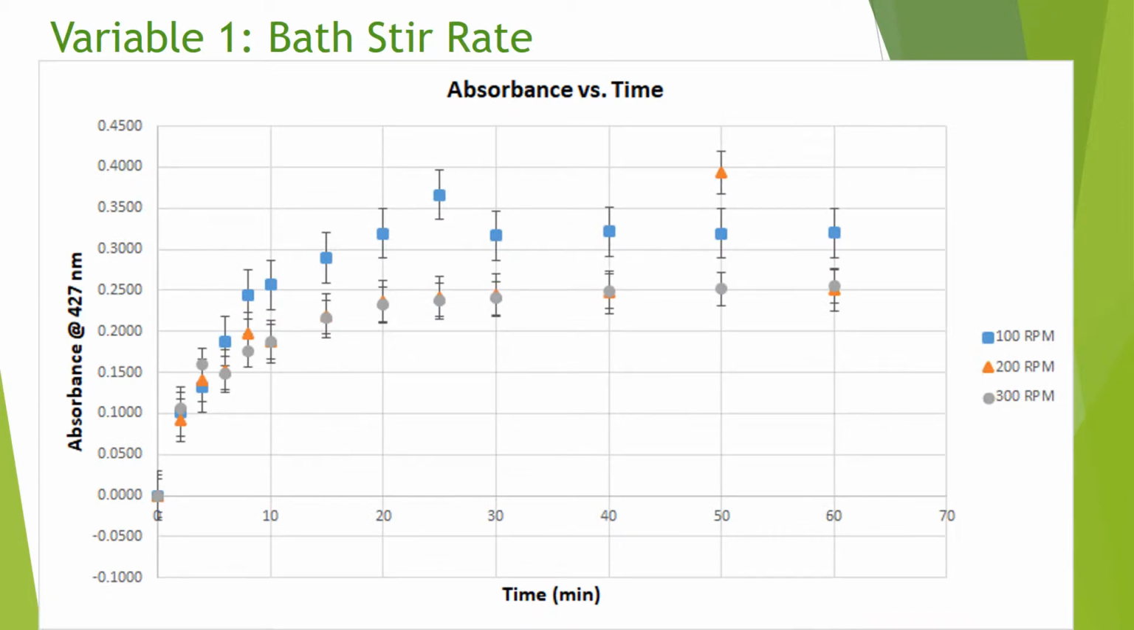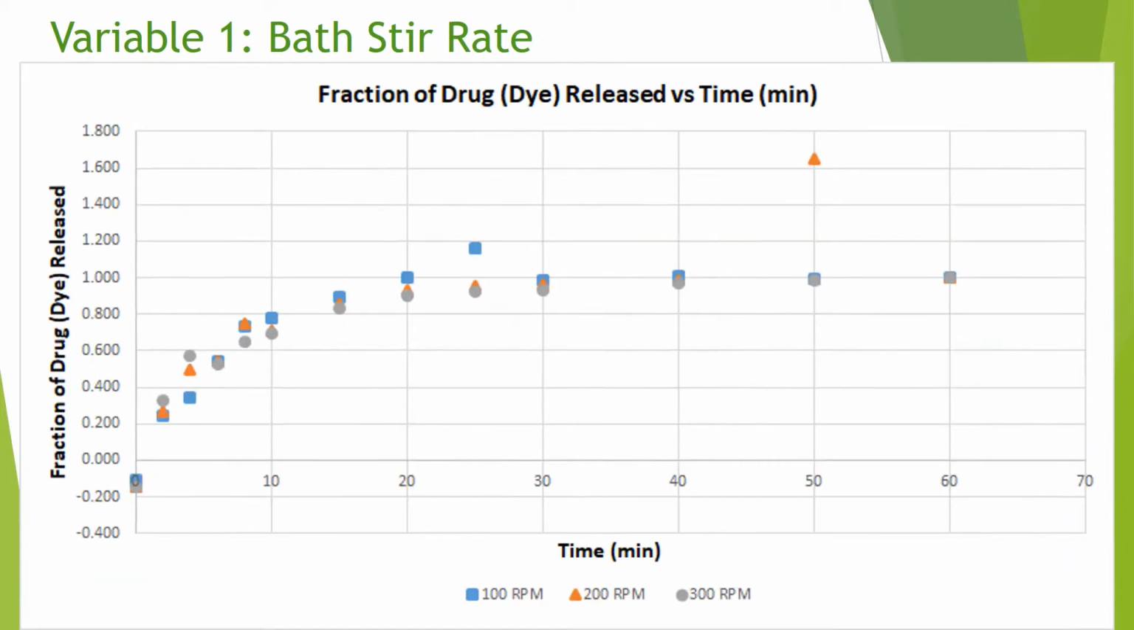After the calibration curves were made, the recorded absorbance values from the experiment were then averaged and plotted against time, with the error bars representing the standard deviation between the three trials. We then divided the average absorbance by the slope of the calibration curve. This gave us the concentration of the dye in the bath at any given time. This value was then divided by the maximum concentration in the bath, or at time equals 60 minutes, and then graphed these results.